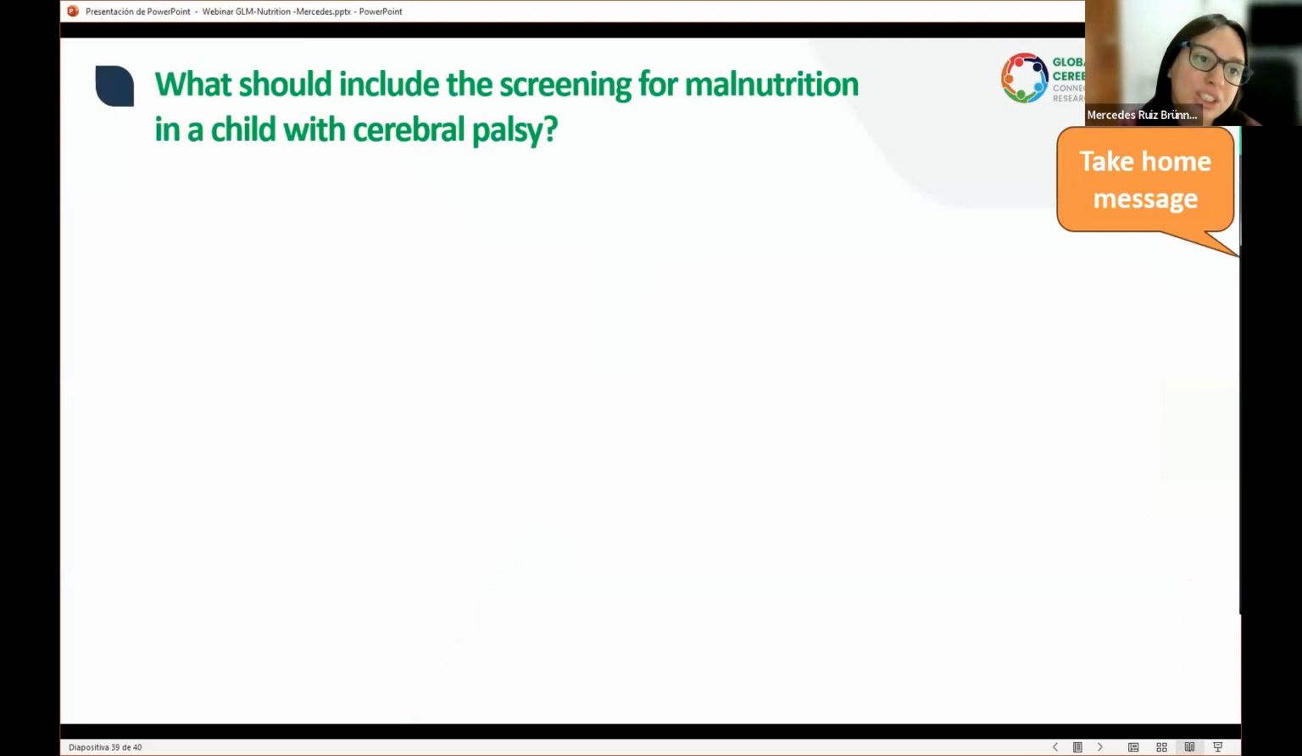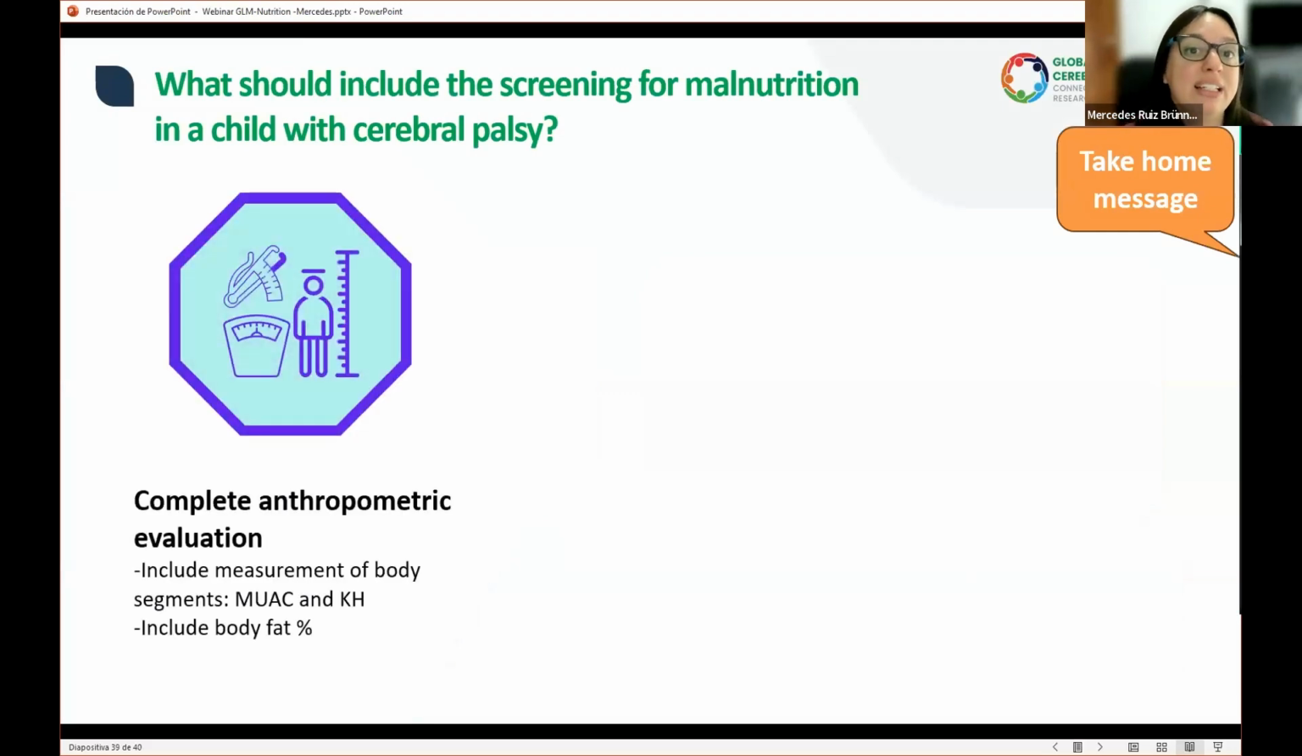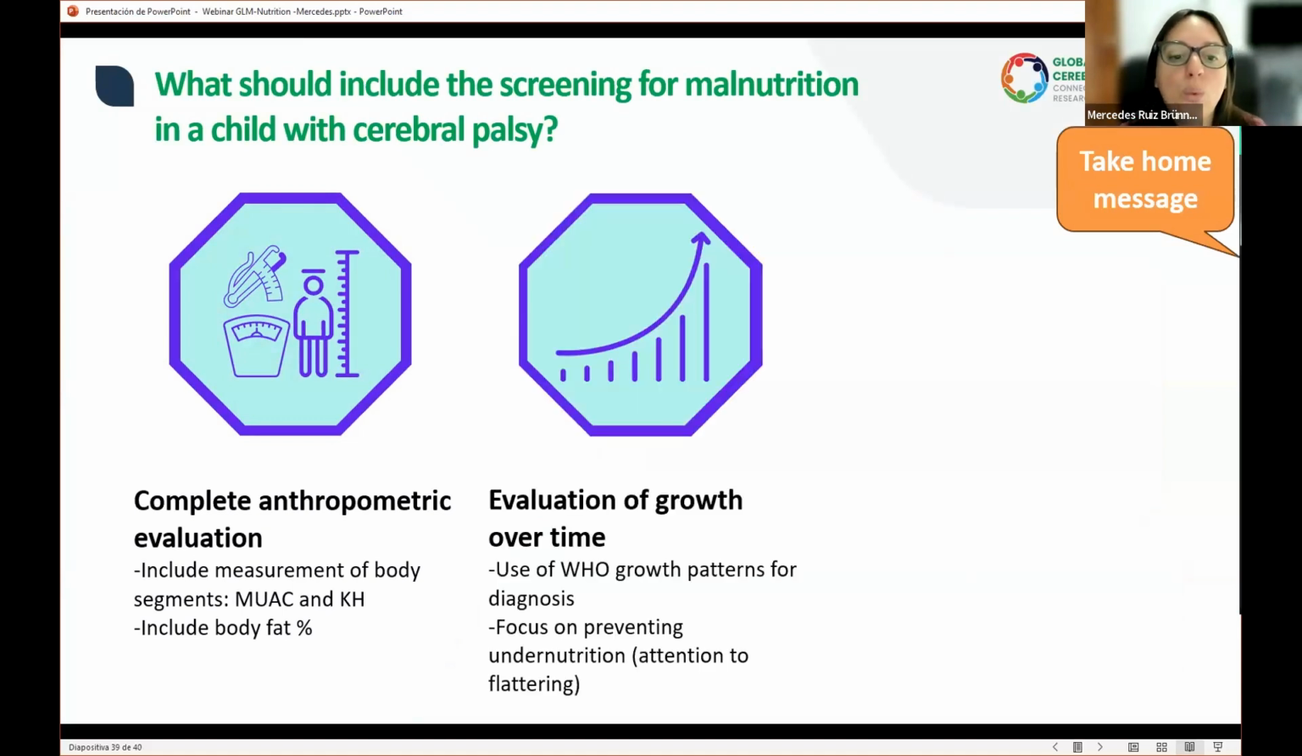As take-home measurements, what we should be including in a screening for malnutrition in children with CP is a complete anthropometric evaluation that includes body segments and body fat percentage. We should evaluate growth over time, using WHO or typical development charts. We can also use CDC growth charts, or our local growth chart patterns, but ones that are meant to be from children with typical development.